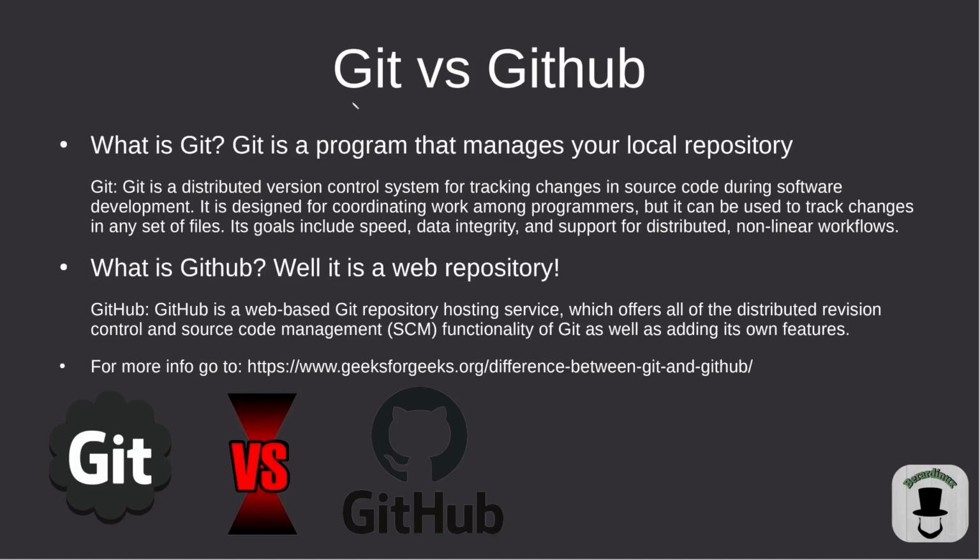And the first thing I'm going to be covering is Git versus GitHub. What is the difference? Well, Git is an actual program that manages your local repositories, and GitHub is an actual website that hosts your external repository. Now, you can spend your whole time using Git without using GitHub.